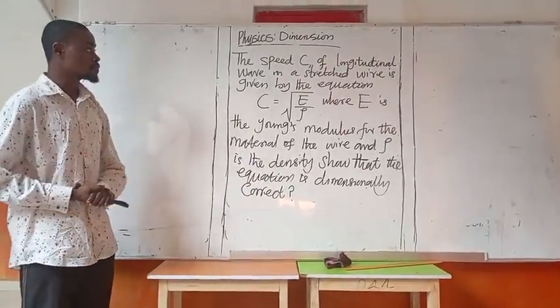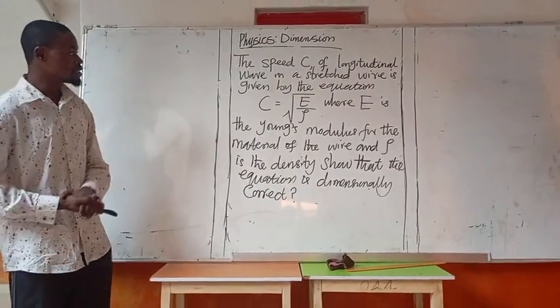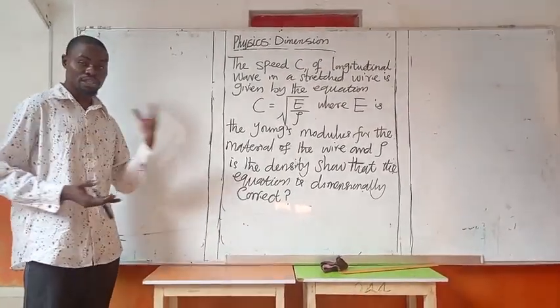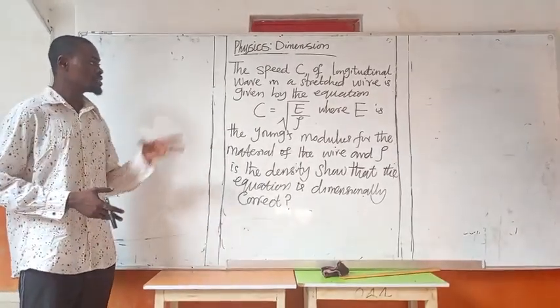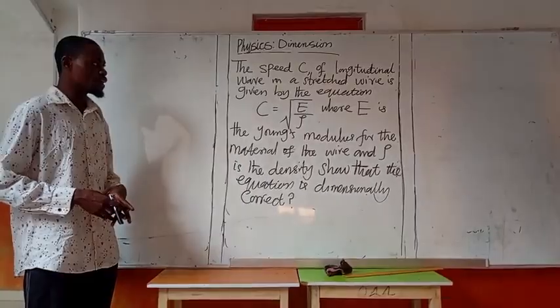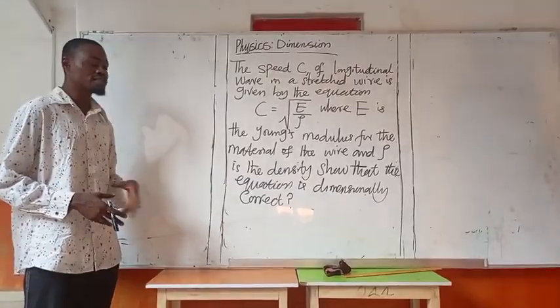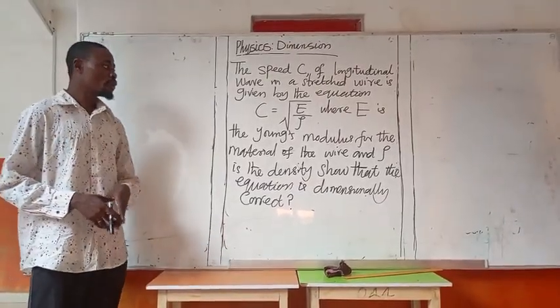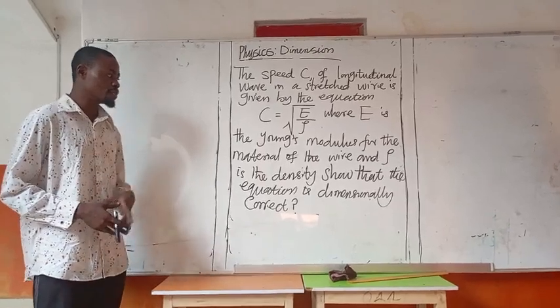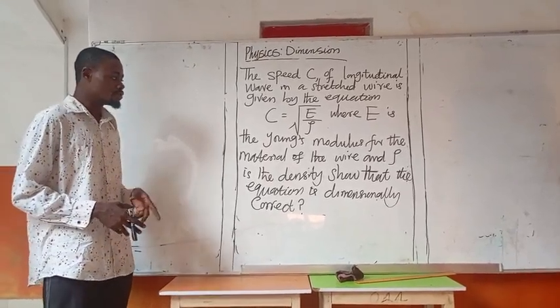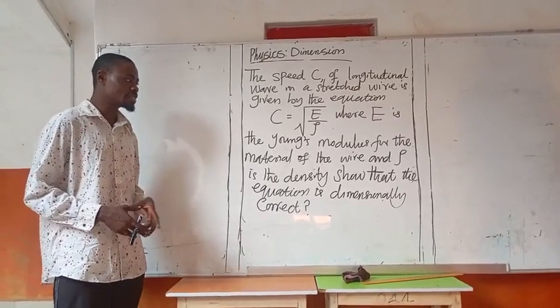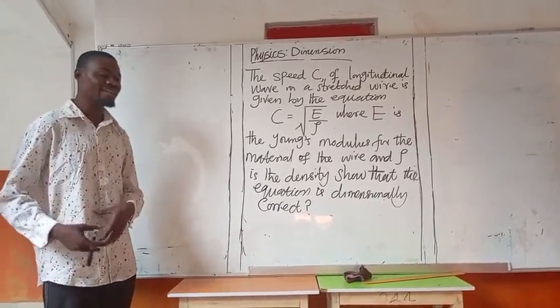We are still on dimension as a topic. This is another question to solve, an application of dimension. The speed c of a longitudinal wave in a stretched wire is given by the equation c is equal to the square root of E over rho, where E is the Young modulus for the material of the wire, and rho is the density. Show that the equation is dimensionally correct.